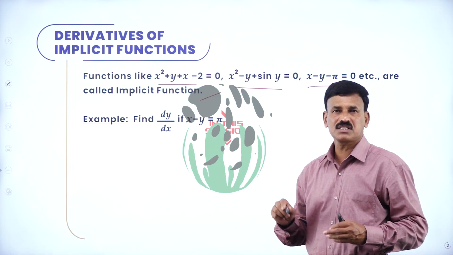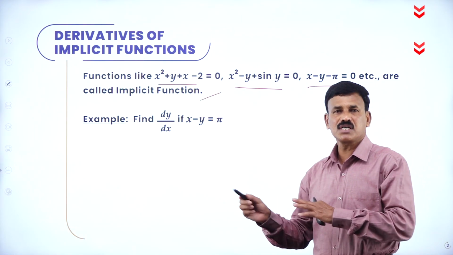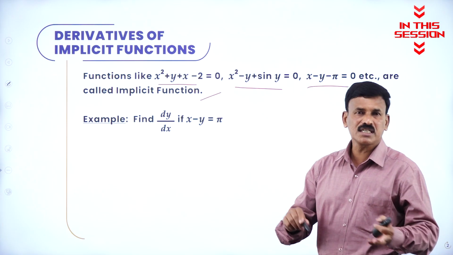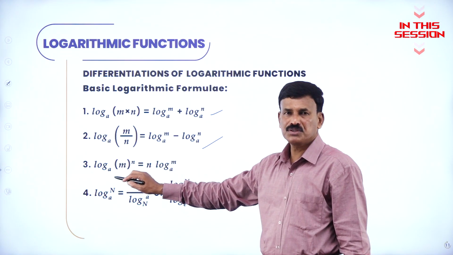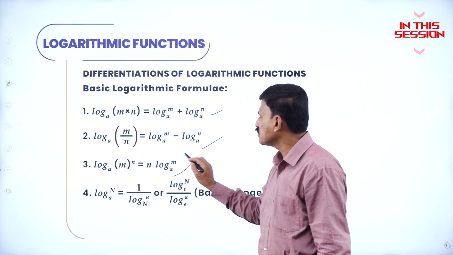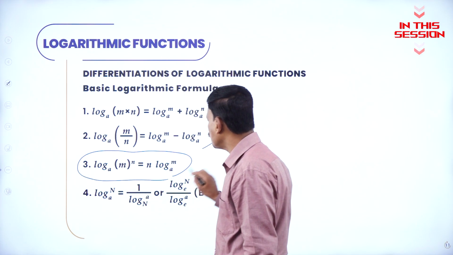Differentiating with respect to x on both sides and equate the terms containing dy by dx on one side and the remaining terms on the other side. So that will give the dy by dx value. Logarithm of m to the power of n to base is equal to n log m. This is a very important formula which we are going to use now.